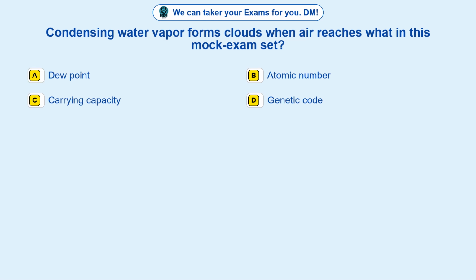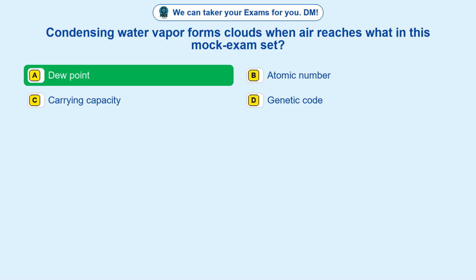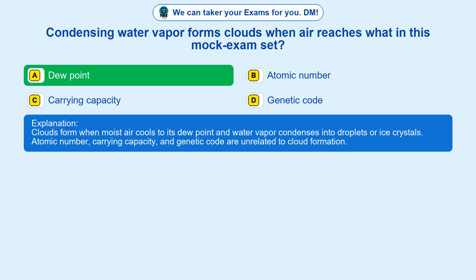Question 99. Condensing water vapor forms clouds when air reaches what in this mock exam set? Option A, dew point. Option B, atomic number. Option C, carrying capacity. Option D, genetic code. The correct answer is option A, dew point. Clouds form when moist air cools to its dew point and water vapor condenses into droplets or ice crystals. Atomic number, carrying capacity, and genetic code are unrelated to cloud formation.